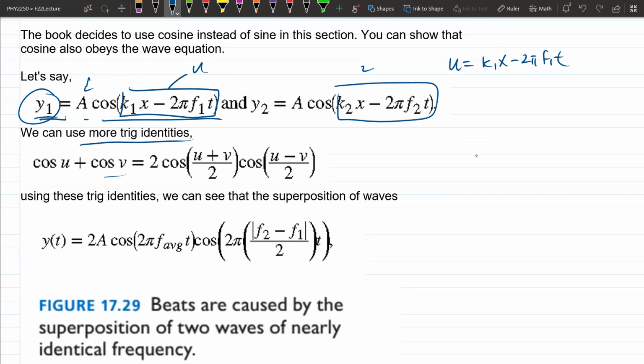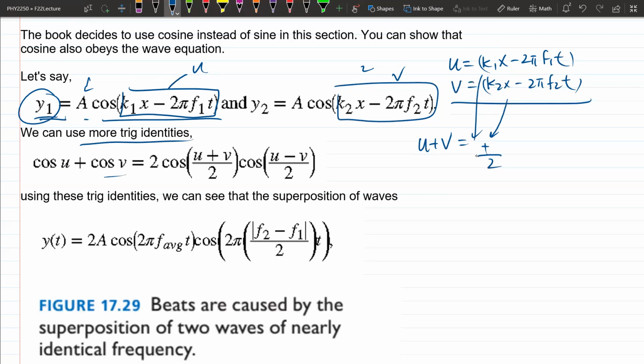And then this piece is going to be v. V is going to be k2 times x minus 2 pi times f2 times t. So right away, what you can see is that when you have u plus v, you're taking these numbers, adding them together, and dividing by 2. That's the same thing as just taking the average of it. When you add two numbers together and you divide by 2, that's taking the average of it.